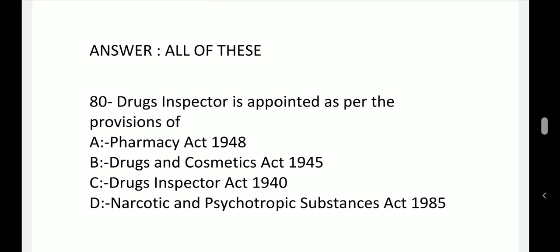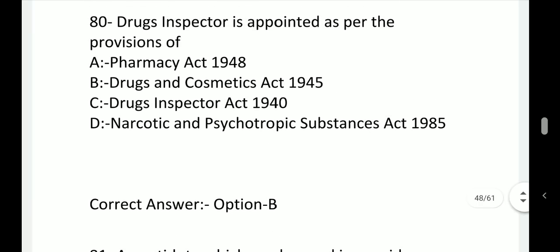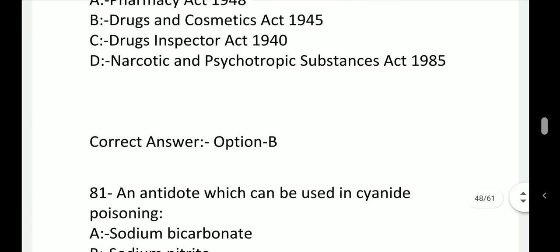Question number 80. Drugs inspector is appointed as per the provision of option A, Pharmacy Act 1948, option B, Drugs and Cosmetics Act 1945, option C, Drugs Inspector Act 1940, option D, Narcotic and Psychotropic Substances Act 1985. Answer is option B, Drugs and Cosmetics Act 1945.